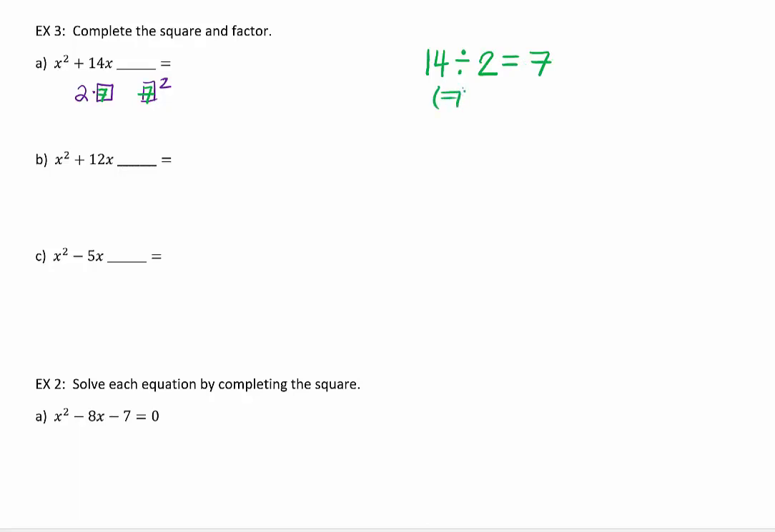Then we take the 7 and we square it, and that gives us 49. So to complete the square, again, I take the number in front of the x, it's 14. I divide it by 2, that's 7. And 7 squared is 49. So I would have to add 49 to complete the square. This can be factored as x plus 7 squared.